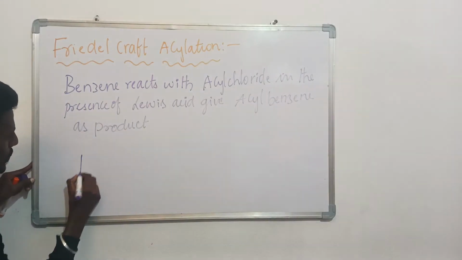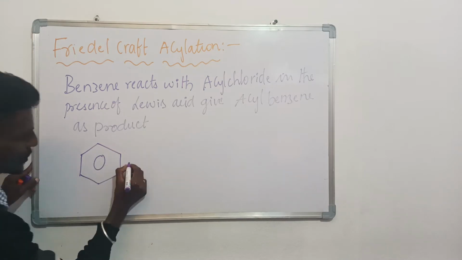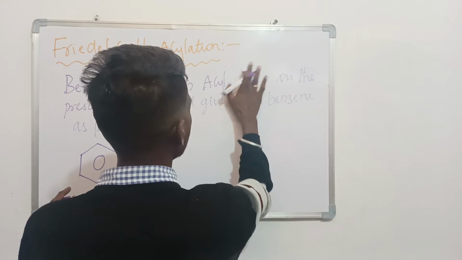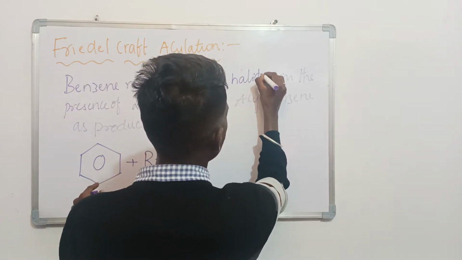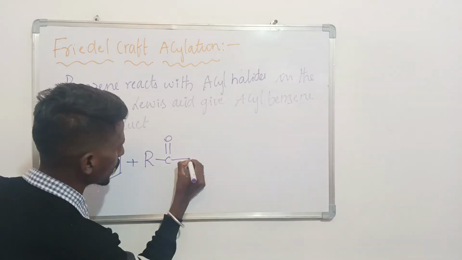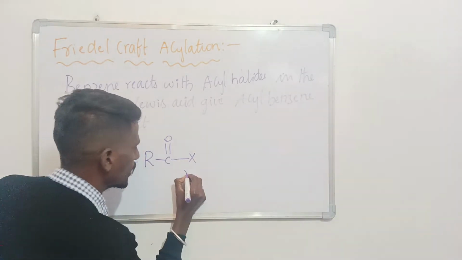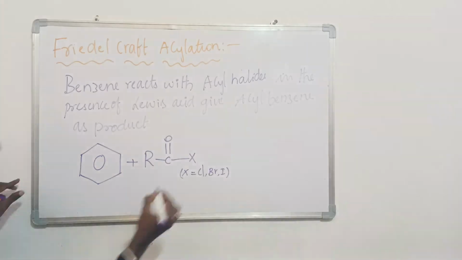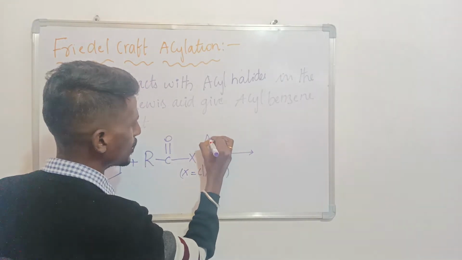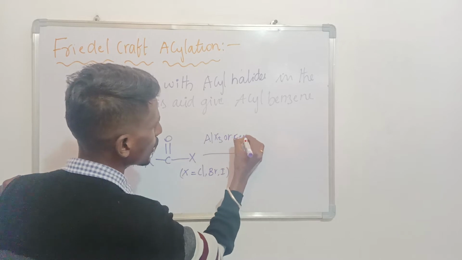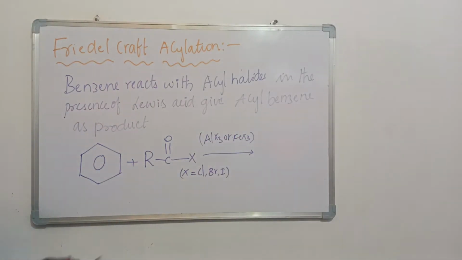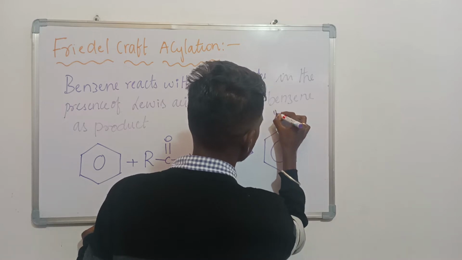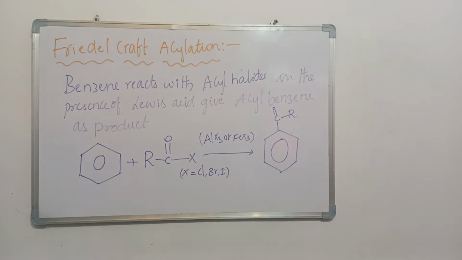It means benzene reacts with acyl chlorides, or maybe acyl halides, in the presence of a Lewis acid. Here X means the halide group, that is, X equals either chlorine, bromine, or iodine. The Lewis acid may be AlX3 or FeX3, which gives acyl benzene as a product. This is called acylation of benzene.